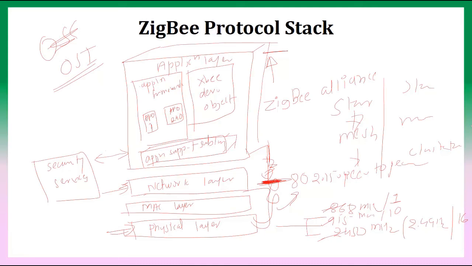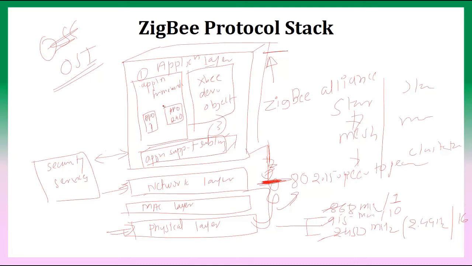Last layer, the application layer. It's one of the important things. The application layer is the highest protocol layer, and it hosts the application objects. The ZigBee specification separates the APL layer, the application layer, into three different sublayers: the application support sublayer, the ZigBee device object, and the third. Just for namesake, these are three different parts.